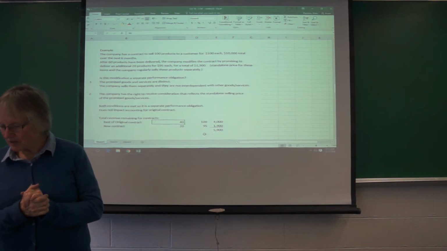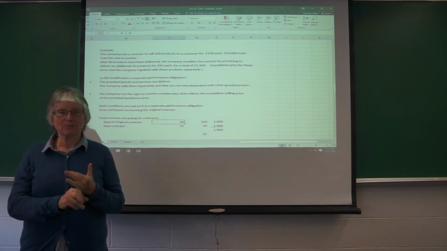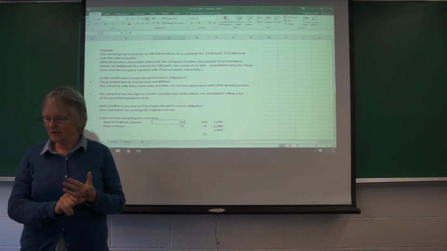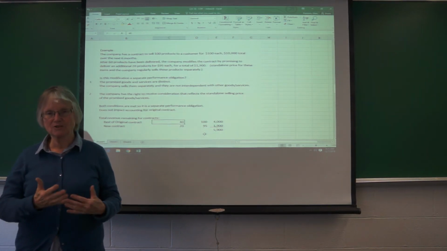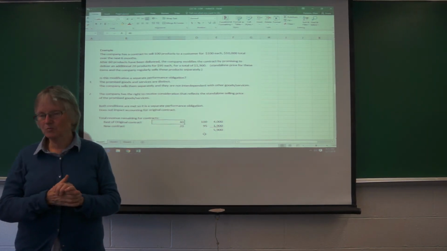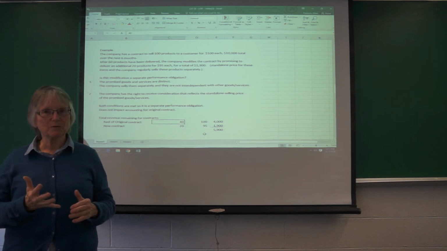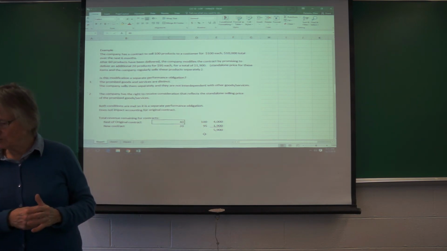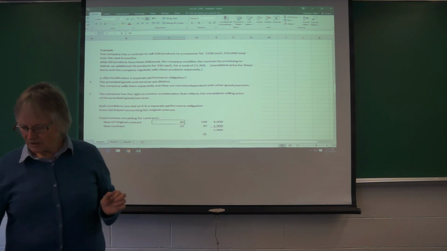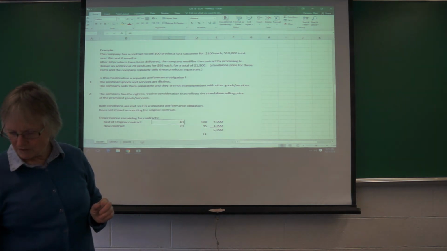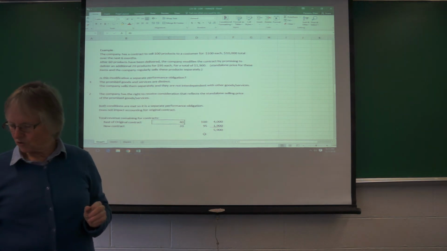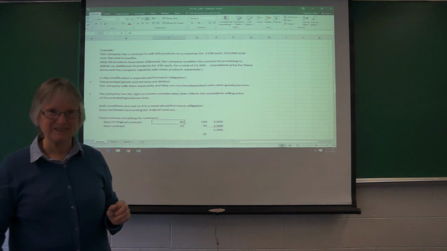Okay, so contract modifications, you just have to figure out separate performance obligation or not. If it's a separate one, you just do it as a new performance obligation. If it's not a separate performance obligation, then you have to use that prospective approach. And I think brief exercises 18 and 21 might be helpful, and then exercises 29 and 30, okay?